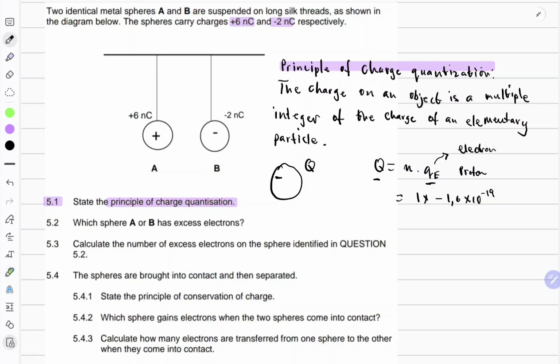Now suppose you were to introduce another electron. That means the net charge would then be 2 times the charge of an elementary particle. So it means that the net charge would then be the number of electrons multiplied by the charge of an elementary particle. So N can be any integer depending on how many electrons are on the object.